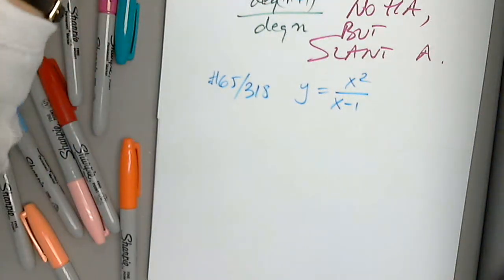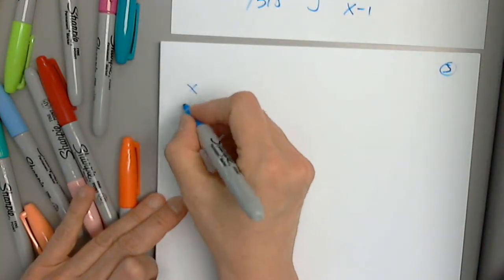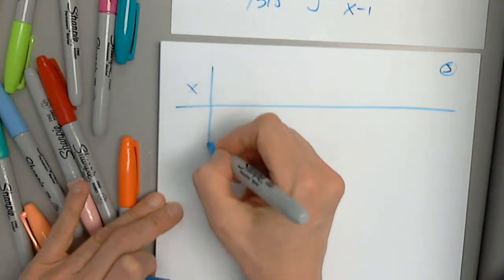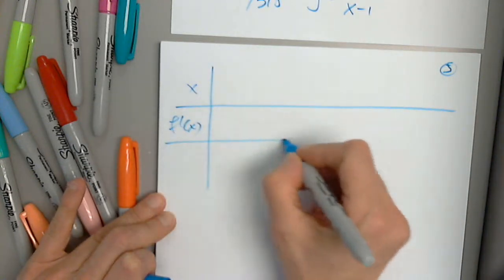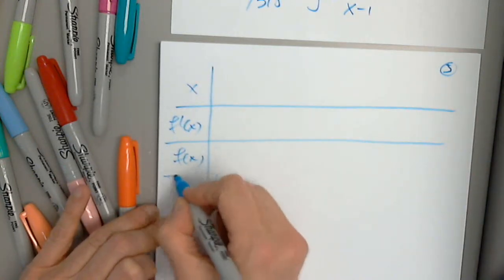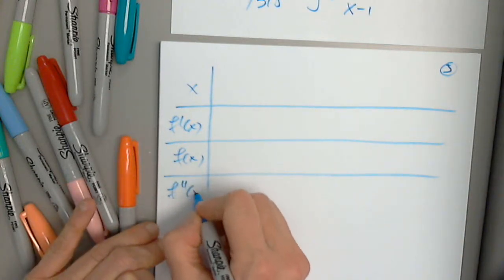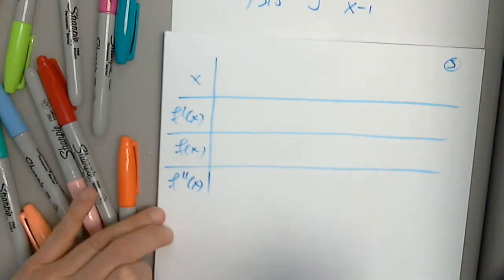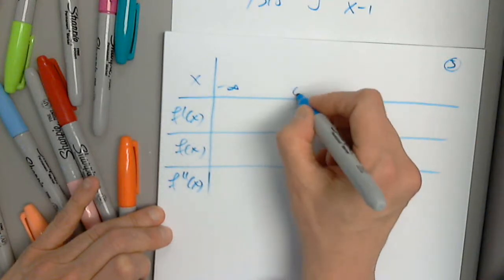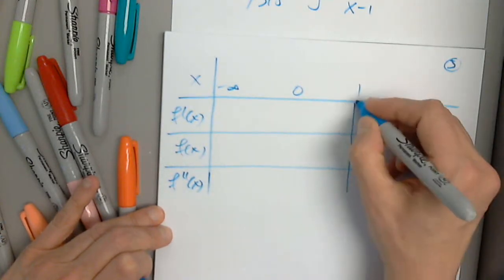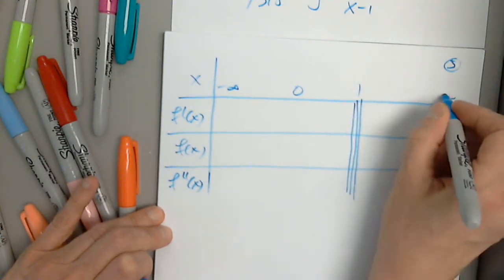We start with the domain and the table. Please give us the domain. Exactly. Everything goes but 1. Awesome. Let's start the table, please. f prime, f of x, and then double prime. So negative infinity, 0, 1, infinity.